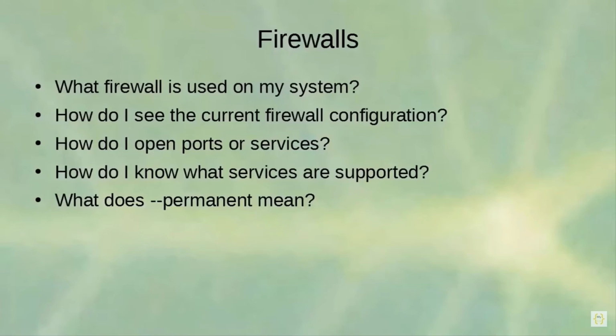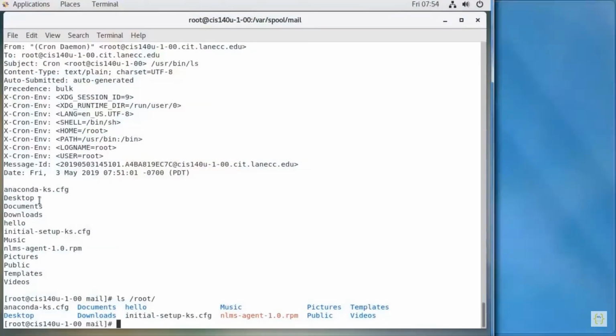But in CentOS 8, they are switching out Firewall D and going into something different. So just keep that in mind. They keep changing the firewall. So Firewall D is what's used on my system, but you can use IP tables as well. How do I see the current firewall configuration? Well, you can use the firewall-cmd command to look at it. So we can look at that, how to open ports and services, and figure out which services are supported and how I do a permanent service and what that means.